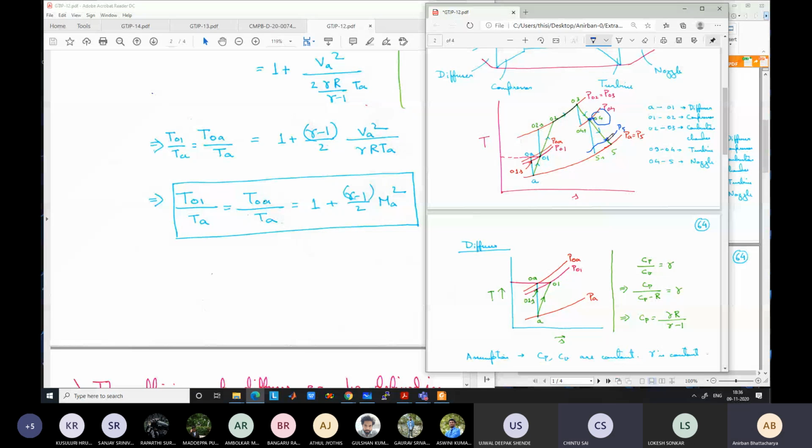After expansion in the nozzle? Same, right? So it is the same temperature, equal to T04. So the temperature is already known here. Stagnation temperature is known, and static temperature, is it known at this point?